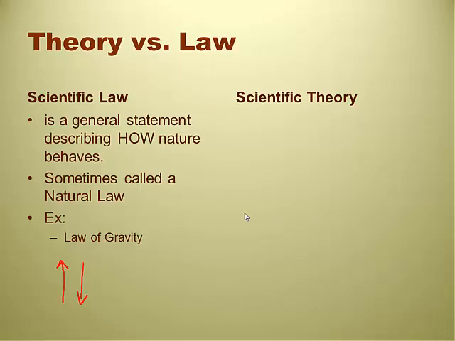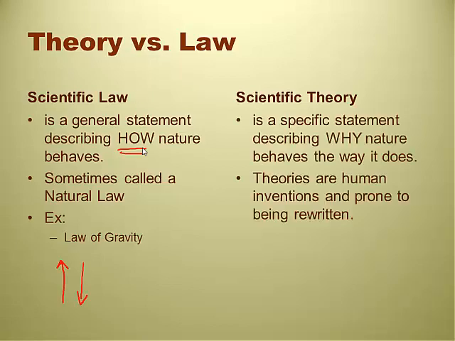All right, so a scientific law just describes how nature is working. A scientific theory, on the other hand, is going to describe why nature behaves the way it does. Theories wind up being human inventions, and they're prone to being rewritten. Example here, we actually have a theory on gravity. Let me see if I can actually explain to you what the theory of gravity is. Gravity is some sort of a force that's pulling us down, the force of gravitation here.